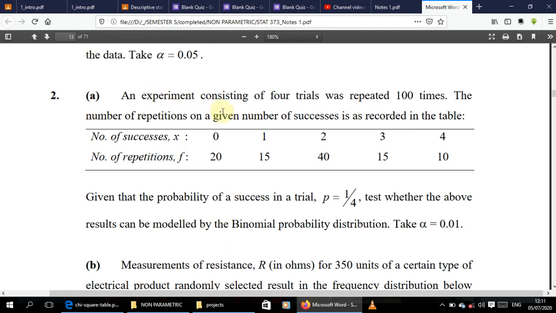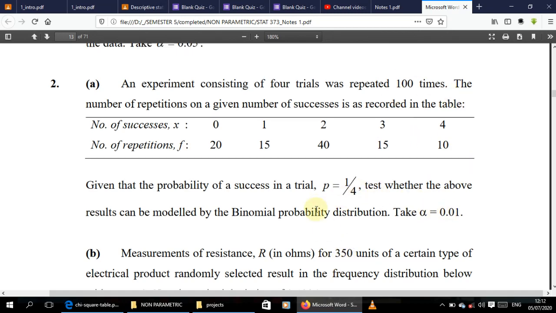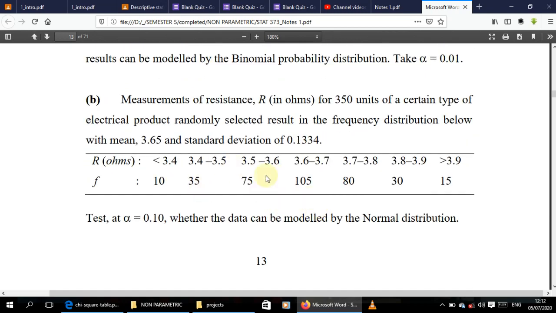So here too, an experiment was repeated 100 times. The number of successes on a given day is recorded as below. Given that the probability of success in a trial is that, here they're giving you the probability of success, and you know n, so you are not estimating anything. It's binomial. The parameters are n and p, and all those have been given. So C is automatically what? 0. So you will use the binomial distribution to find the probabilities and multiply by n to get expected frequencies, and then do the work. And this one is a normal distribution like the one we did.